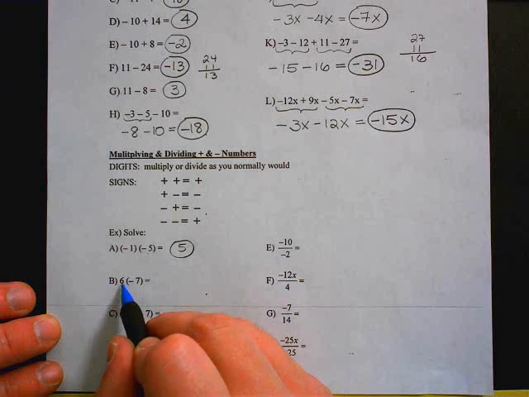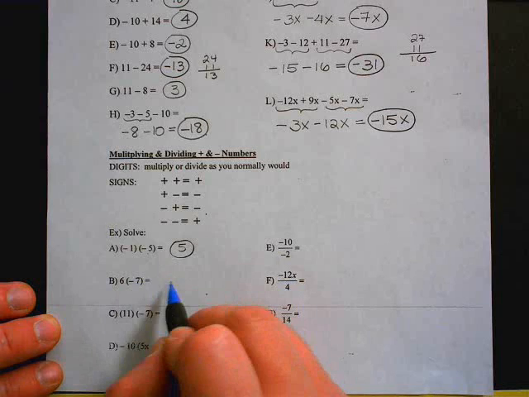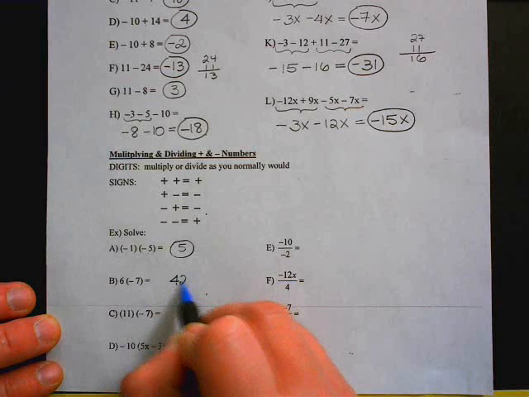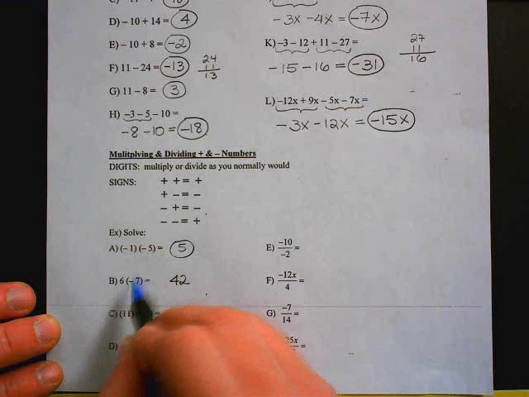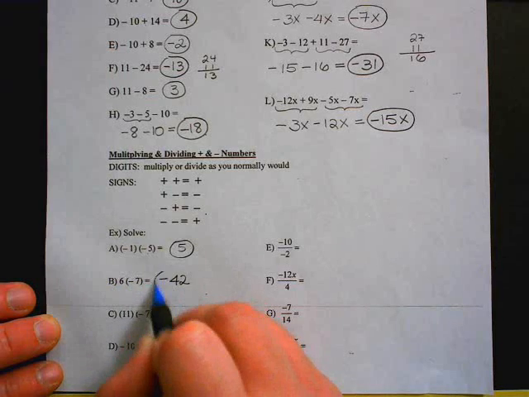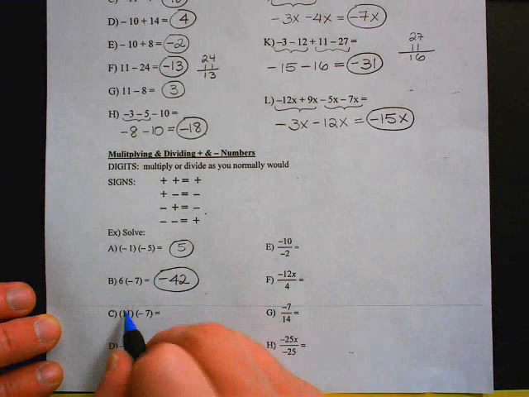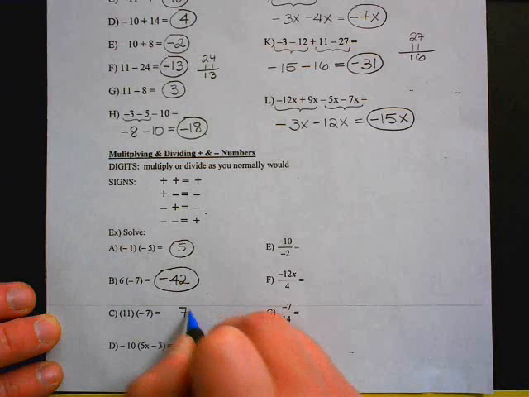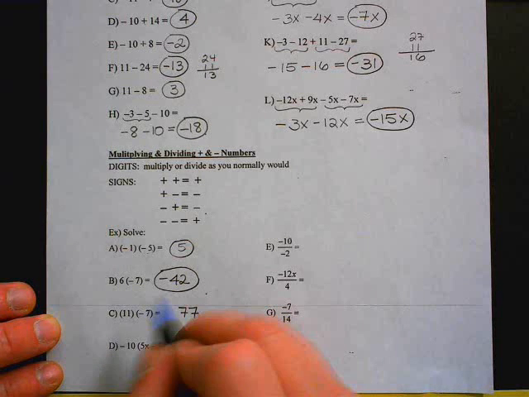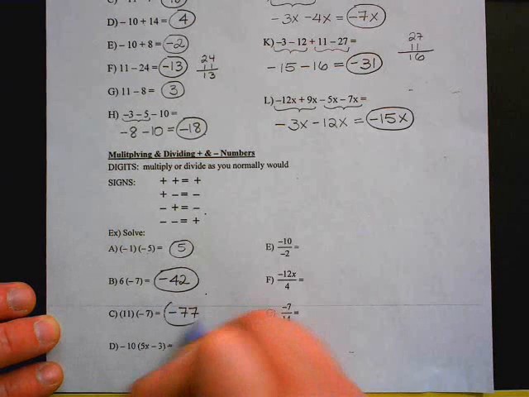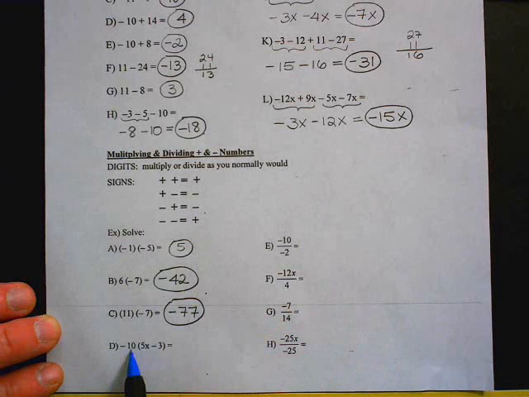Alright, next one. 6 times negative 7. 6 times 7 is 42. And a positive times a negative is a negative. And that's it. 11 times 7 is 77. A positive times a negative is a negative.